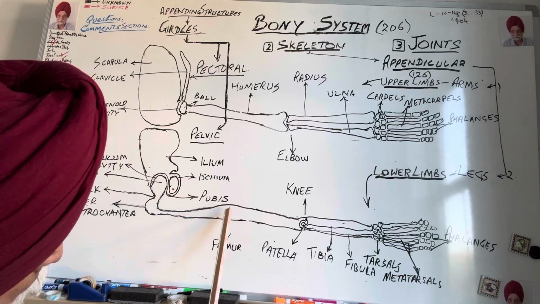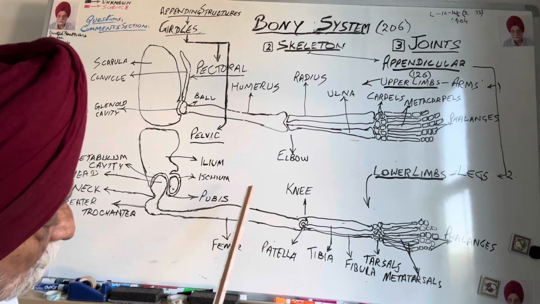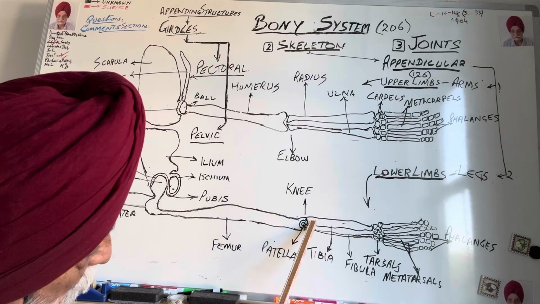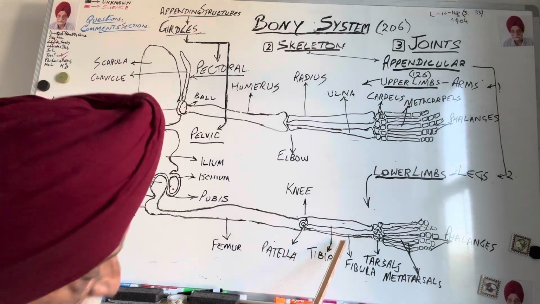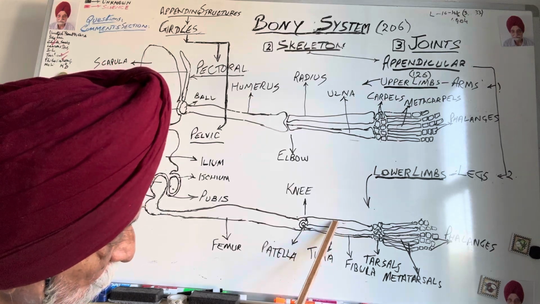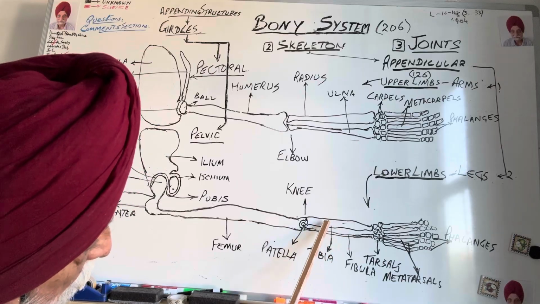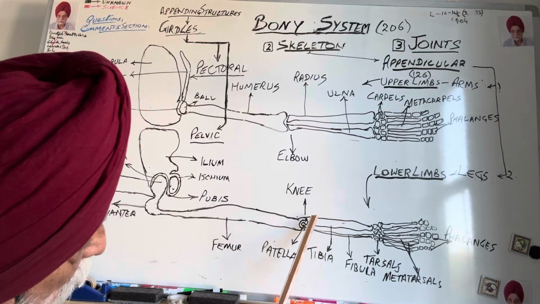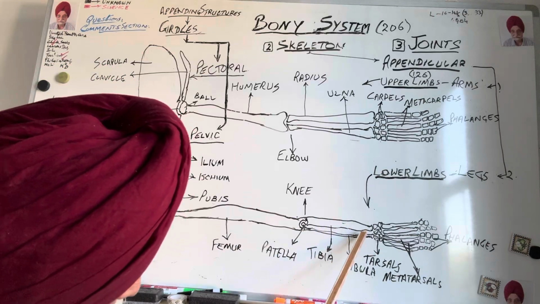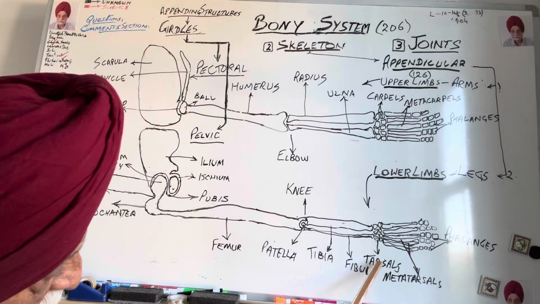The femur is a long bone, probably the longest bone in the body, and ends up into a notch-like structure and joins the tibia and fibula, the bones of the lower part of the leg, the shank region, I mean. Now these two bones, tibia and fibula, join the bones of the ankle called the tarsals.